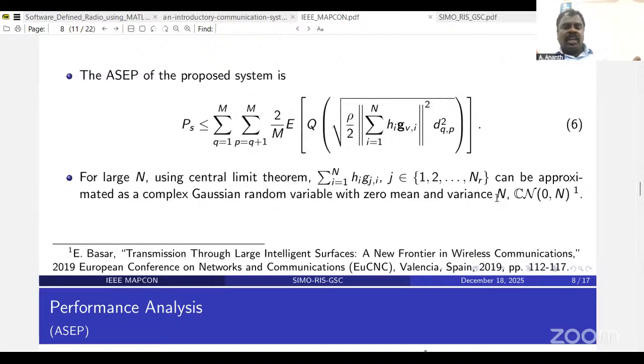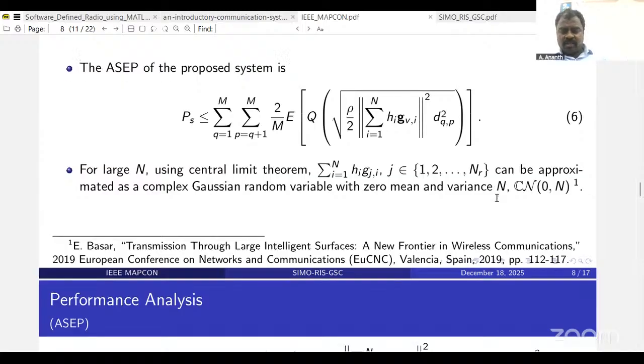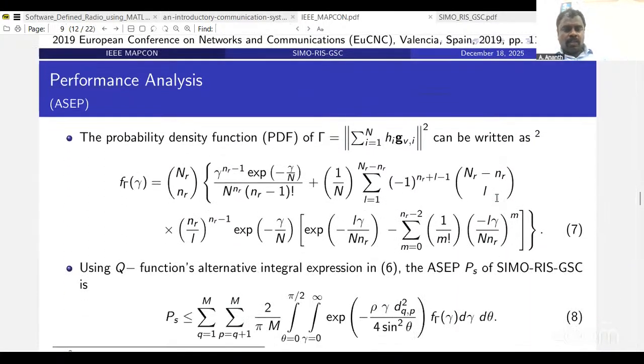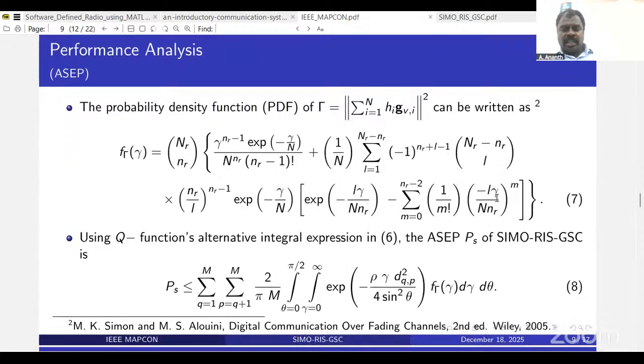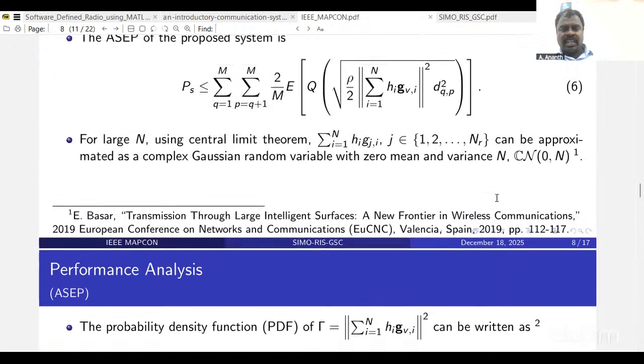Again, we assumed Rayleigh fading for this. So the PDF can be found out something like this. Okay, this is the PDF, which can be found in some literature or research papers. You can see that. So next, what we have done is we have this Q function, right?